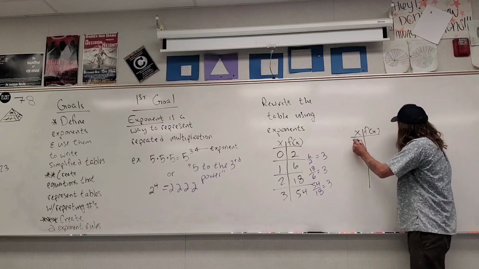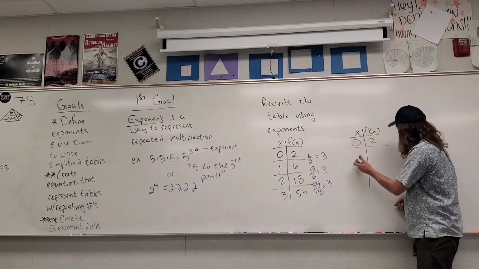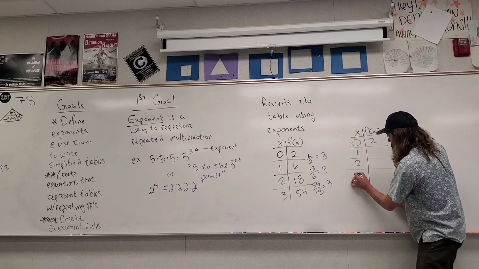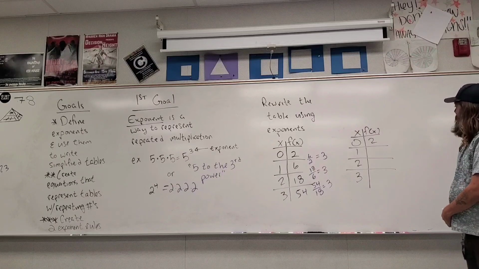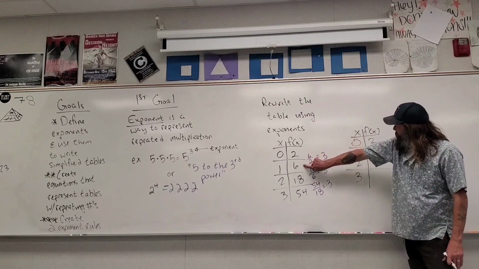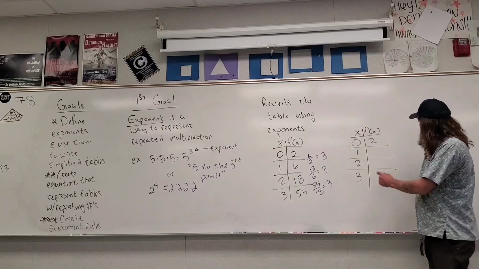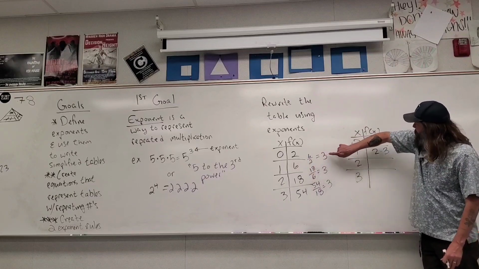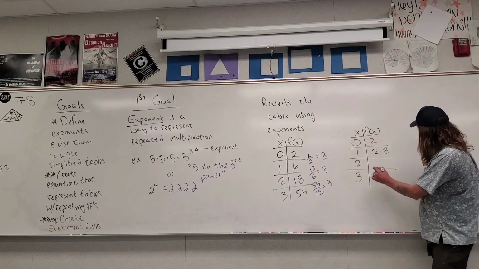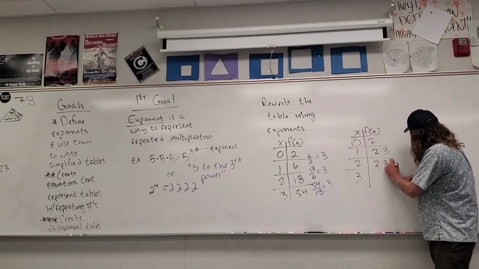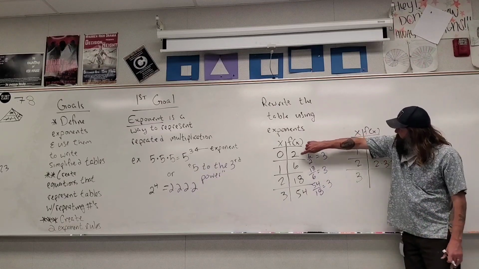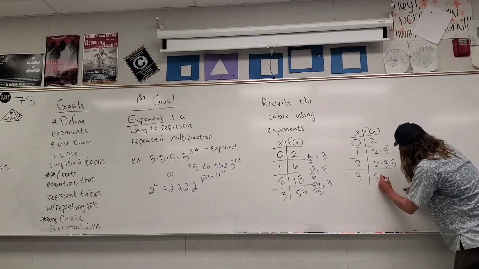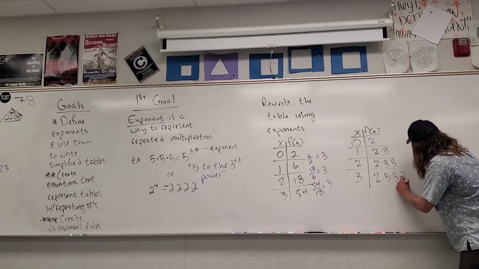Remember, the first row stays exactly the same. My x values stay exactly the same. All right, so let's see here. So to go from 2 to 6, I have to multiply by 3, right? So this becomes 2 times 3. To go from 2 to 18, I need to multiply by 3 2 times. So this becomes 2 times 3 times 3. And to go from 2 to 54, I have to multiply by 3 3 times. So this becomes 2 times 3 times 3 times 3.